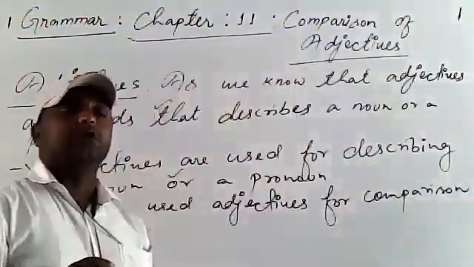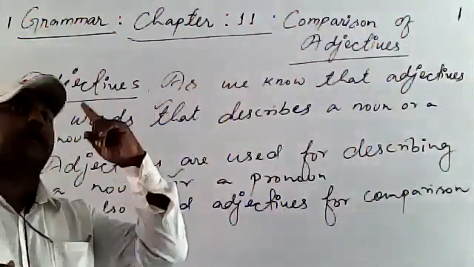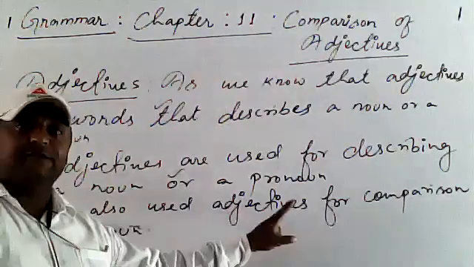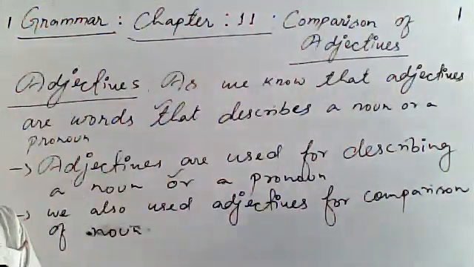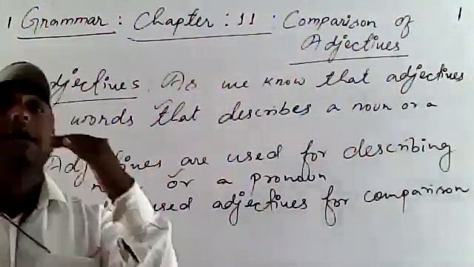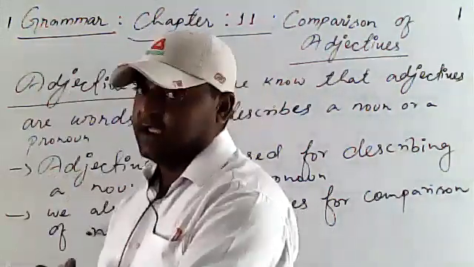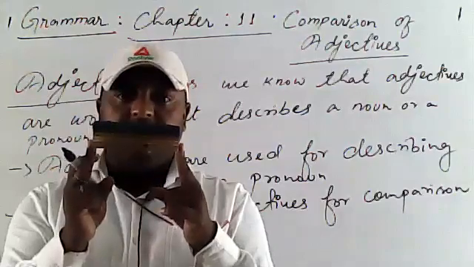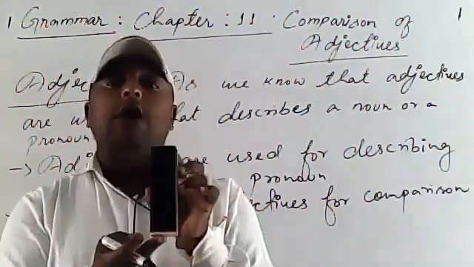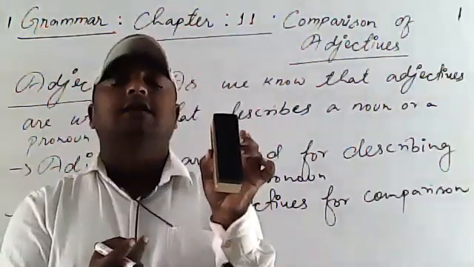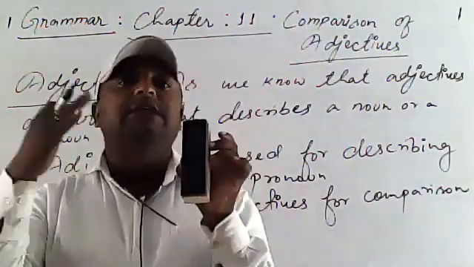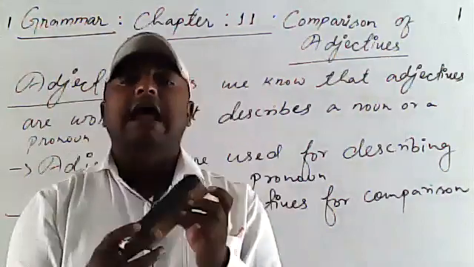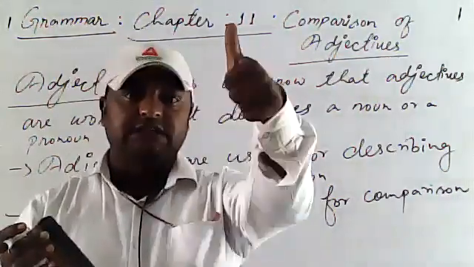नाउ वन मोर थिंग वी आर गोइंग टू लर्न अबाउट एडजेक्टिव. अब हम एडजेक्टिव के बारे में एक और चीज पढ़ने जा रहे हैं, दैट वी ऑल्सो यूज एडजेक्टिव फॉर कंपेरिजन ऑफ नाउन. अब हम कंपेयर करने के लिए भी एडजेक्टिव यूज कर रहे हैं. इससे पहले हमने क्या किया था, व्हाट वी हैव डन, इसकी क्वालिटी के लिए हमने यूज किया था एडजेक्टिव. नाउ इस नाउन को अगर किसी और चीज से कंपेयर करना हो, तो उस समय भी हम एडजेक्टिव यूज करेंगे. एट दैट मोमेंट ऑल्सो वी आर गोइंग टू यूज एडजेक्टिव.